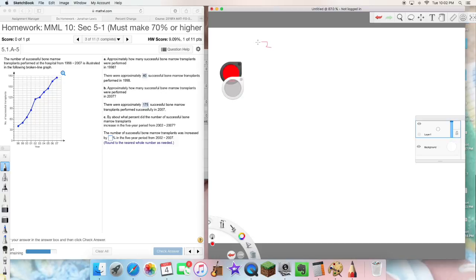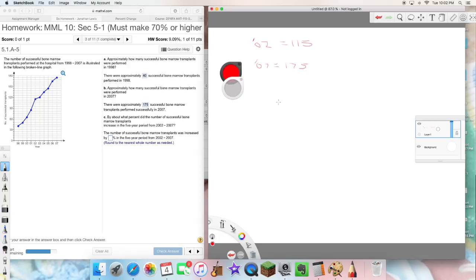So in 2002, I'm going to be lazy and just put 02. They made, let's look at it, we'll go here, comes across here. I would say, and that's just below the 120, they made 115 successful transplants. And then in 2007, they had 175. All right, so what is the percent increase?